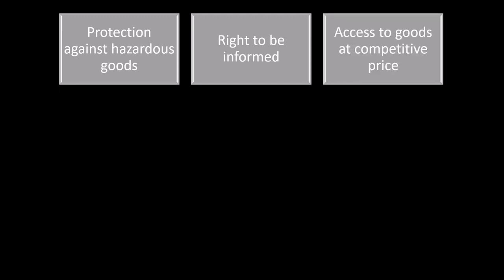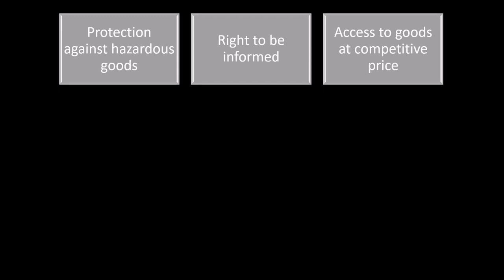So the first objective definitely for a Consumer Protection Act is to protect the consumers against the sale of hazardous goods. Then at the same time, the Act wants to protect the right of consumers, that they have a right to be informed. To be informed about what? Yes, to be informed about the quality, quantity, potency, purity, standard and the price of goods. All this information should come to the consumer so that the consumer is able to choose wisely.